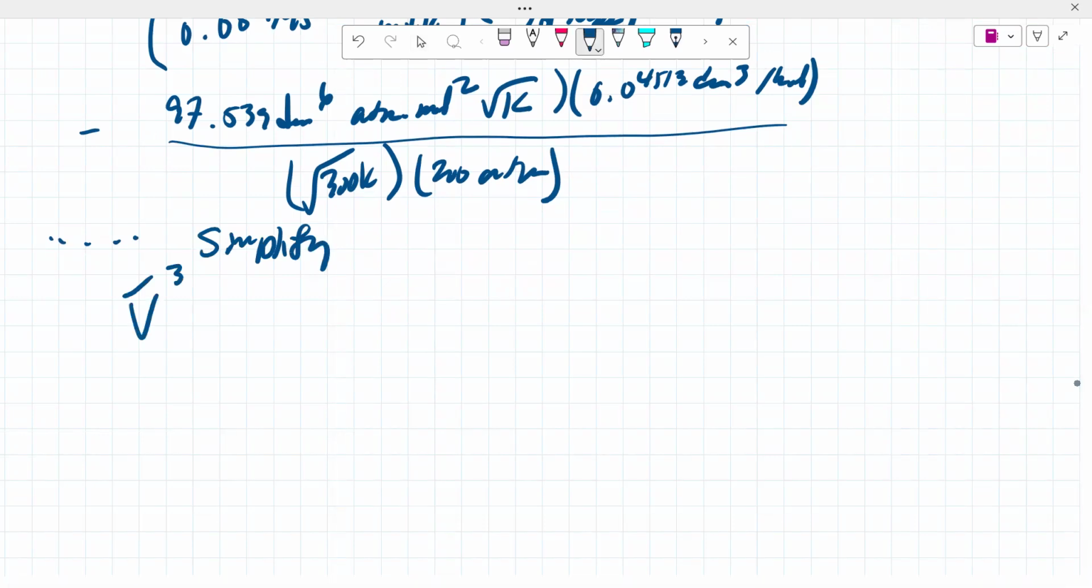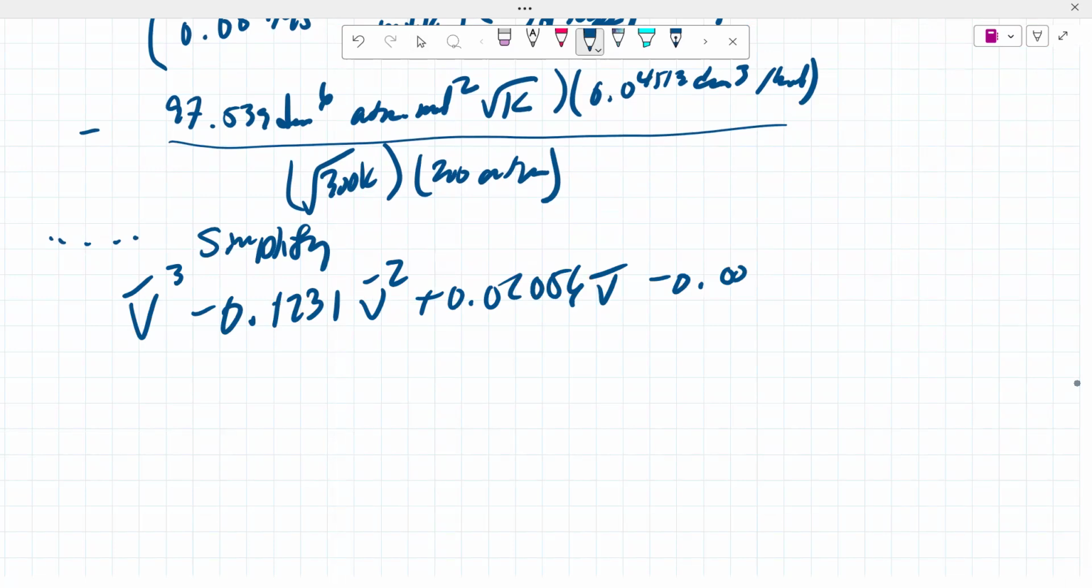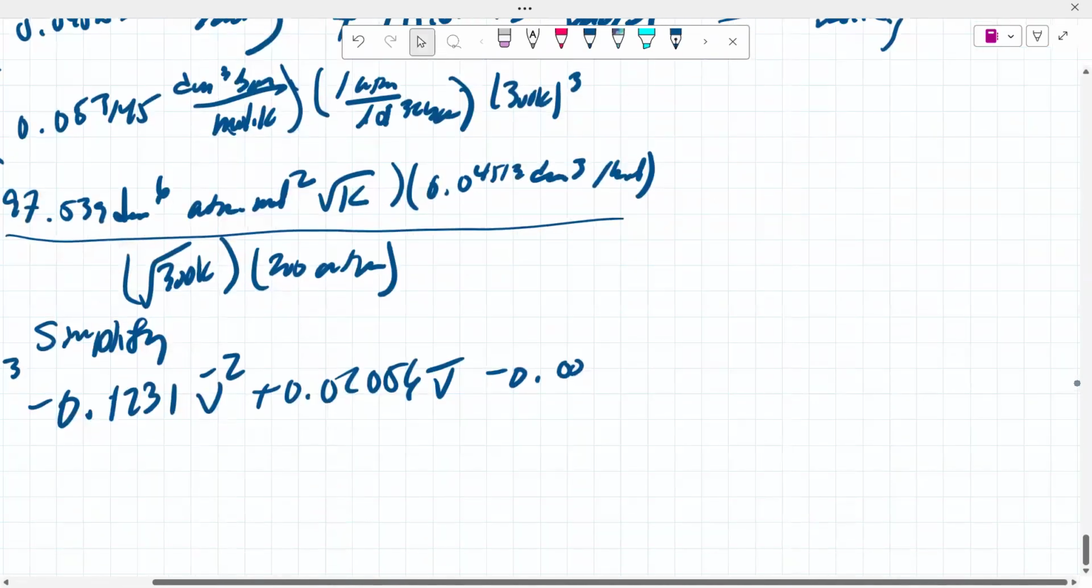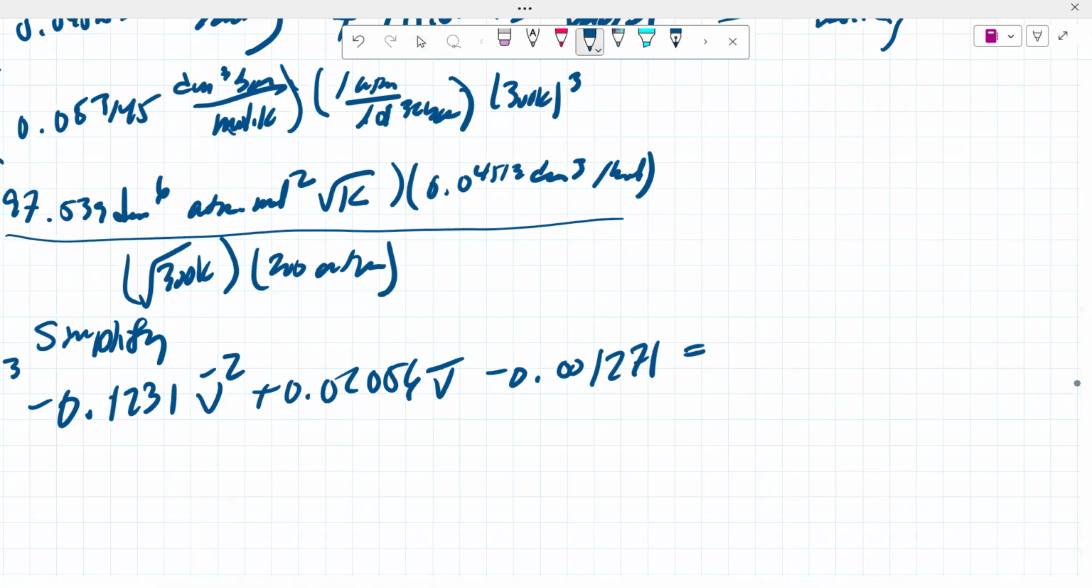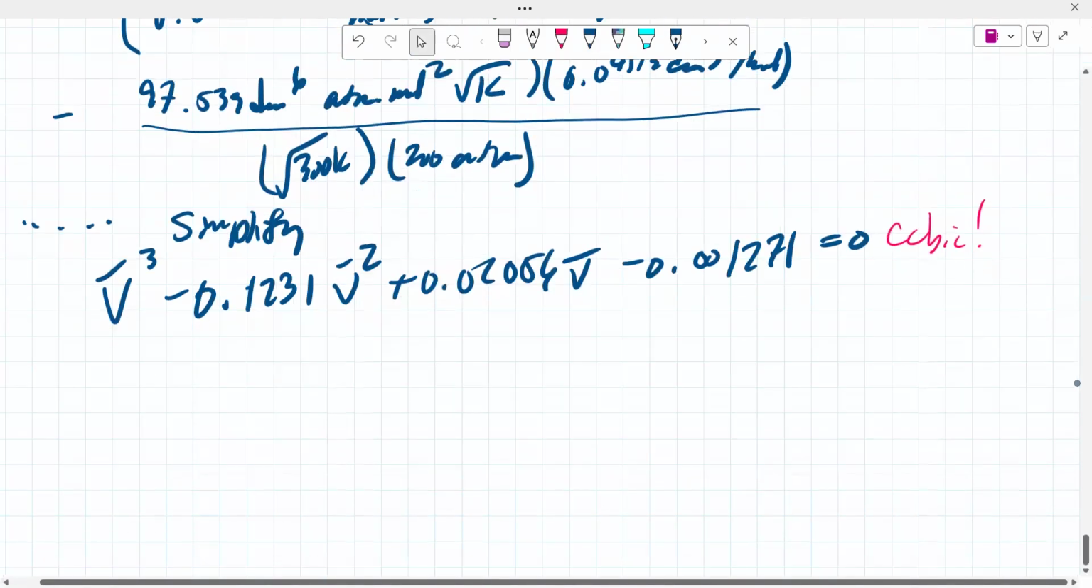You get V bar cubed minus 0.1231 V bar squared plus V bar minus 0.0271 equals 0. It's a cubic. You recognize it because the leading term up here is to the third power.